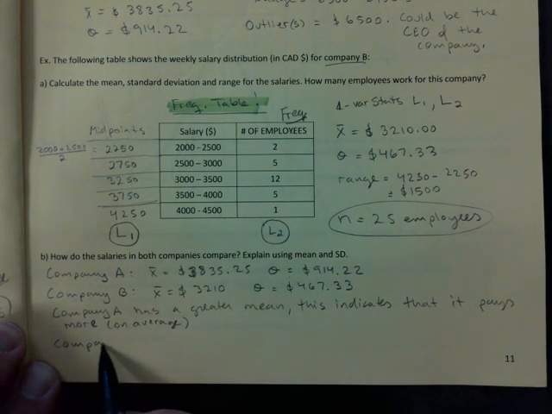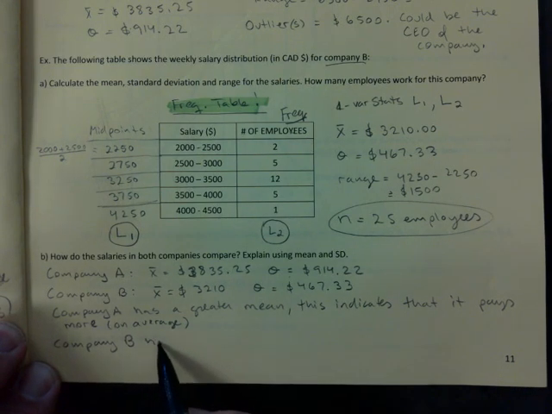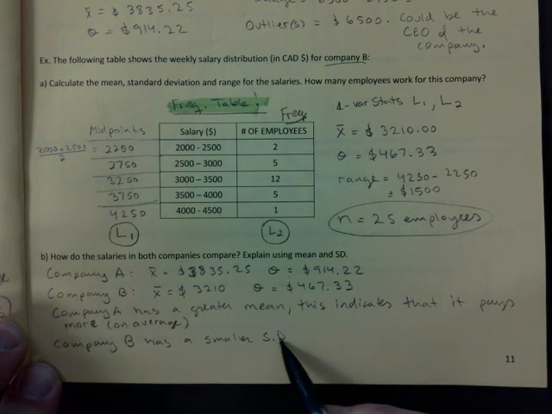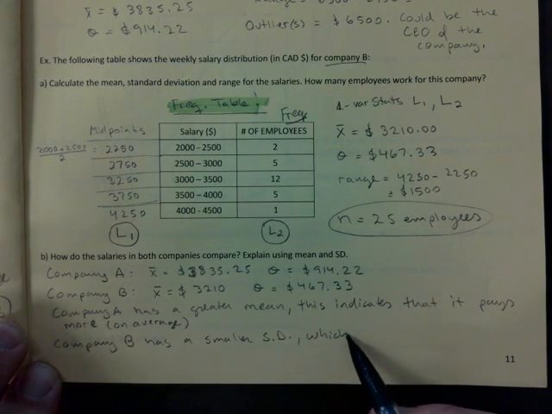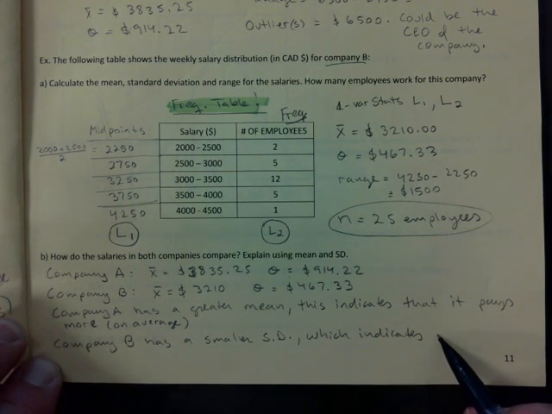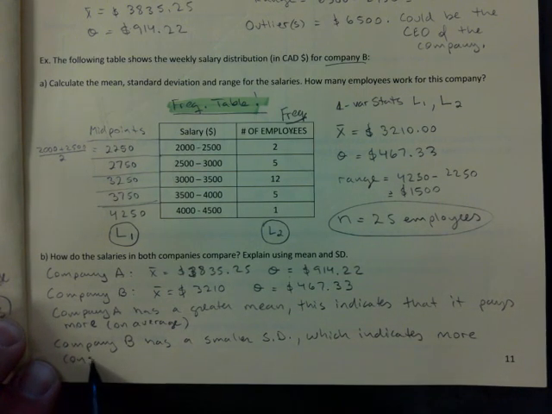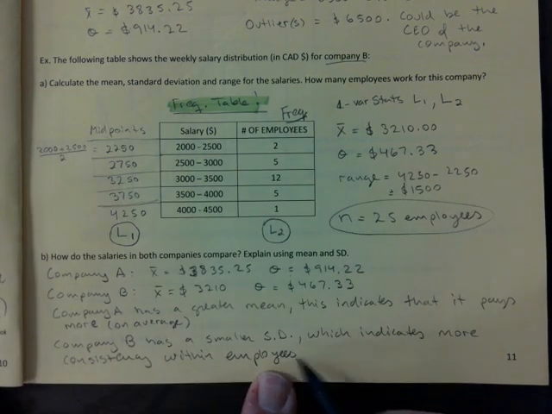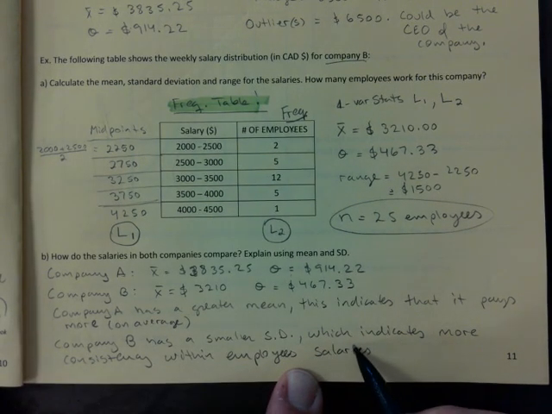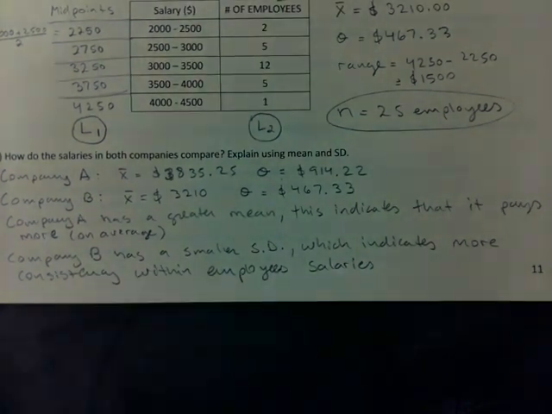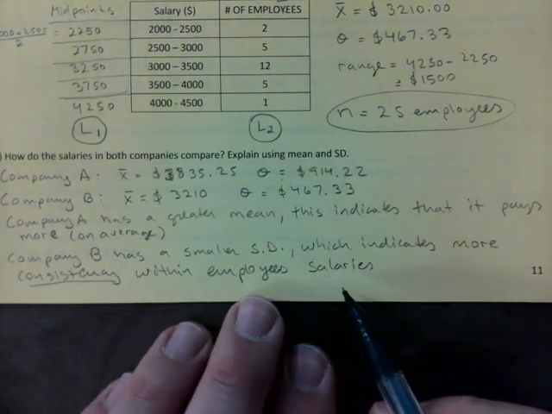Company B, right, has a smaller standard deviation, which indicates more consistency within salaries, within employees' salaries. There's consistency with employee salaries.